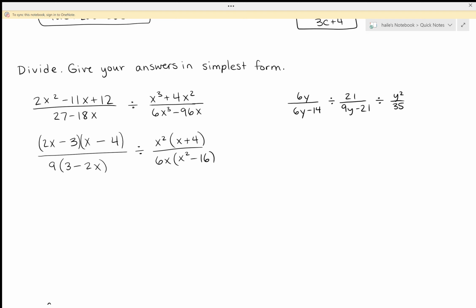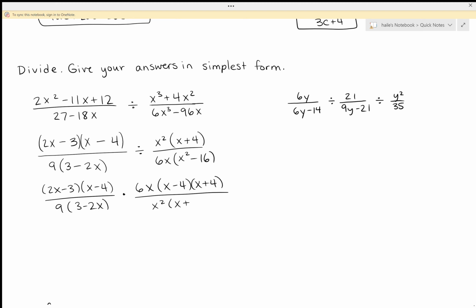Okay, so let's now keep, change, flip. So we have 2x minus 3 times x minus 4 over 9 times 3 minus 2x times 6x times x minus 4, x plus 4. So I can break that x squared minus 16 down further because it's a difference of squares. And then I'll have x squared times x plus 4 switching to the bottom. Alright, so now I have a fully factored form.